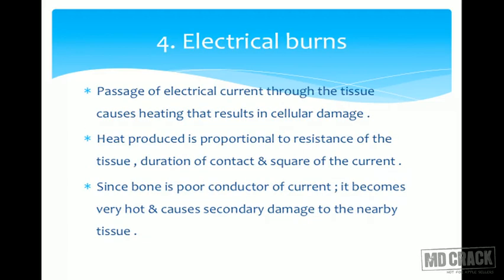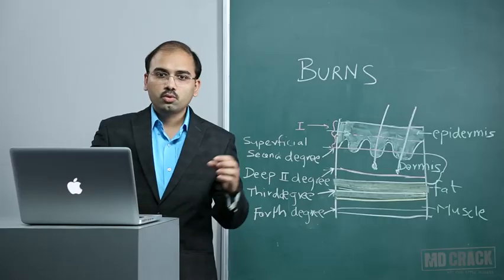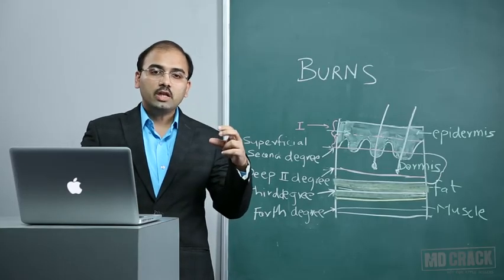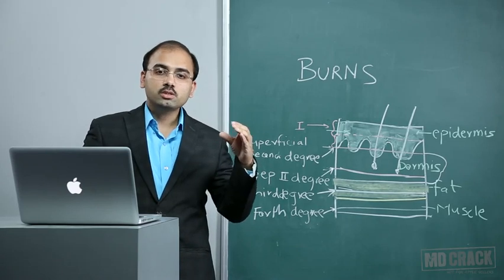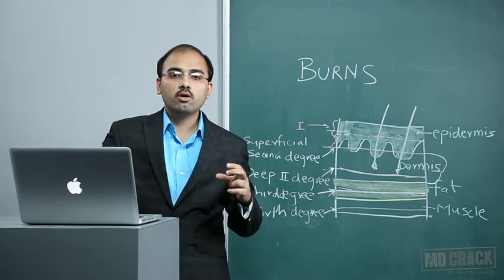Next we have got electrical burns. It is a passage of electrical current through the tissue which will cause heat generation in the tissues, leading to cellular damage. Heat produced is proportional to resistance of the tissues, duration of the contact and square of the current. Since bone is a poor conductor of current, it becomes very hot and causes secondary damage to the nearby tissues. So current going through bone will heat the tissues or muscles that are in close proximity of the bone.